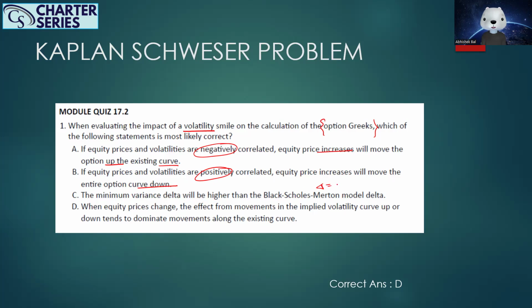Delta, as you know, is nothing but the minimum variance hedge ratio. Sometimes it is also interpreted as beta as well. When equity prices change, the effects from movements in the implied volatility curve up or down tend to dominate movements along the existing curve. All right.